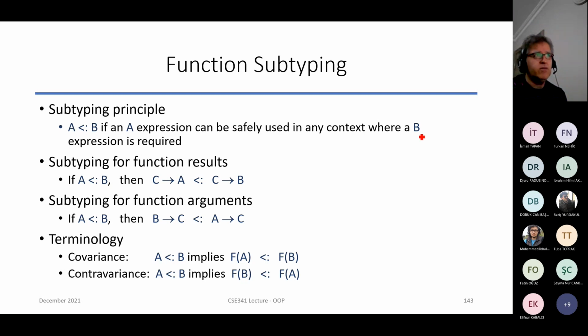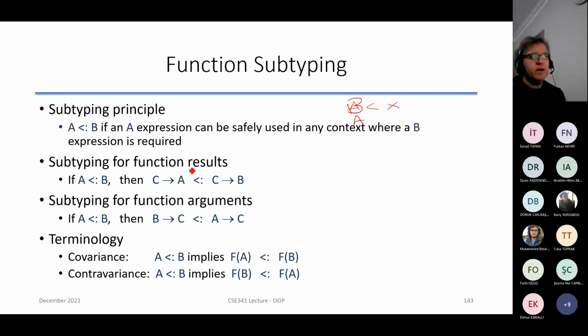So when we say an expression, of course, we are talking about, let's say, some comparison, for example, comparing an object of B with an operator with, let's say, X, and this says that you can actually replace B here with A safely in this context. So this is the subtyping principle.